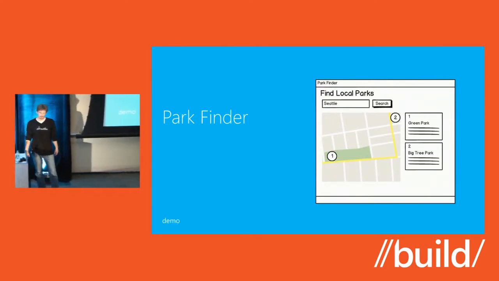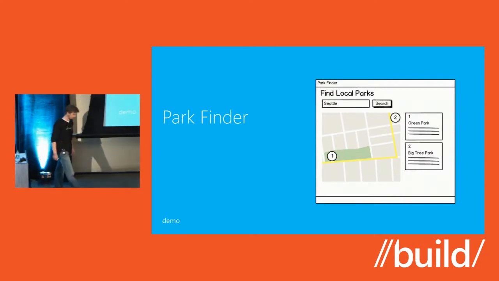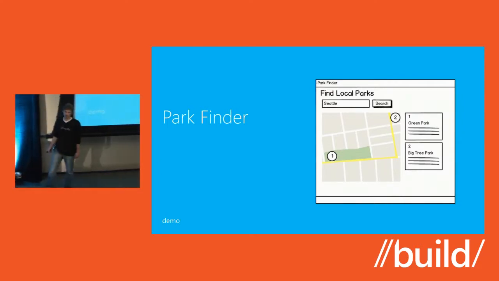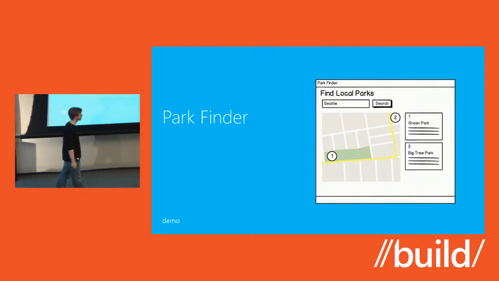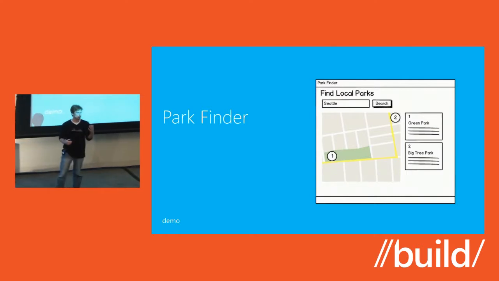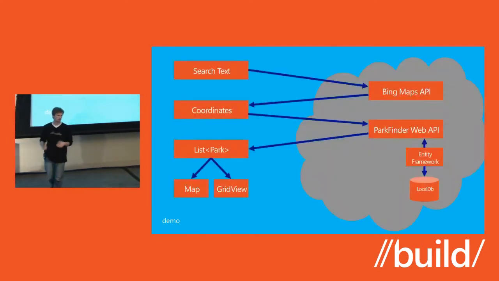So enough going through slides. Let's see some of these in action. We're going to build an application called Park Finder. And in this, users are going to be able to enter the location that they're at. In our case, we might type in Seattle. And we're then going to load up a map and a list of the nearby parks with them called out on the map.